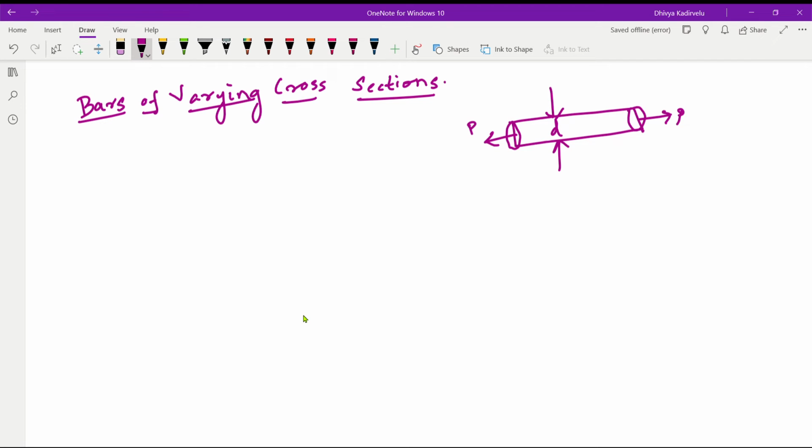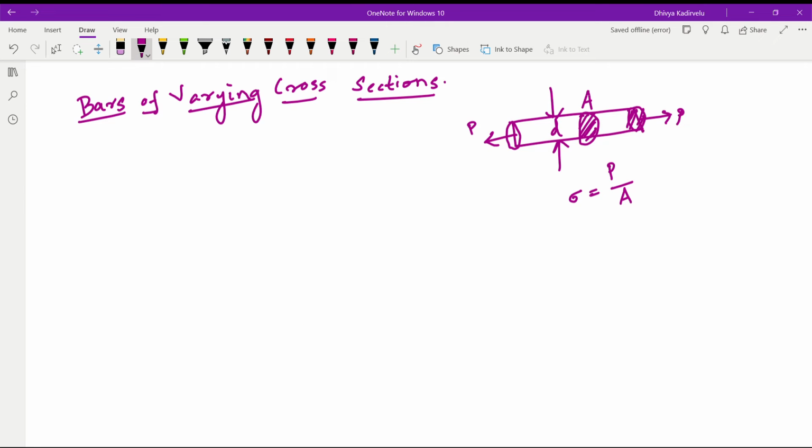And we know how to find out the stress value. If we take the stress as sigma, it is equal to load divided by area perpendicular to the load. So this is the area perpendicular to the load, and this area that we need to consider can be named as A. So this is the stress formula.